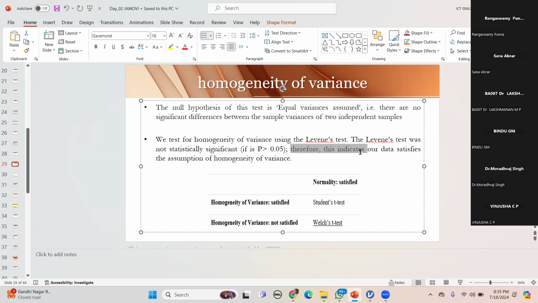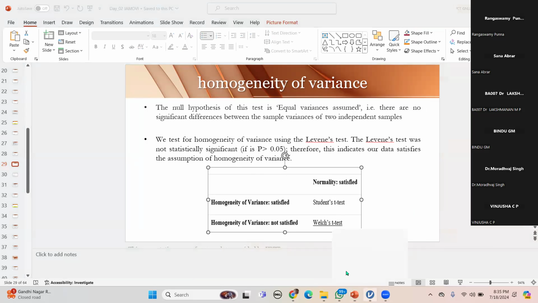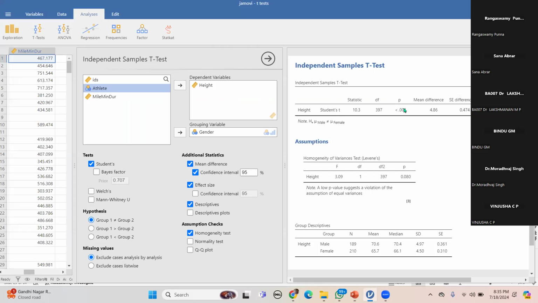Therefore, this indicates that our data satisfy the assumption of homogeneity of variance. So we are going to take the results of the Student's t-test. Now we are going to take the results of this particular test.